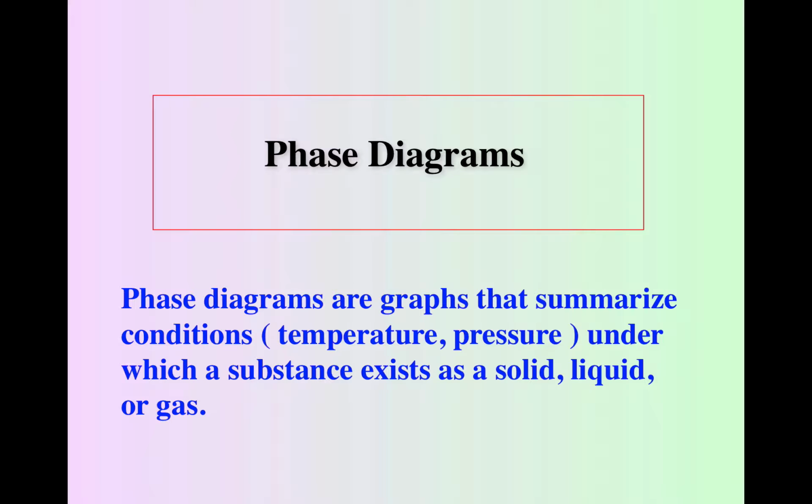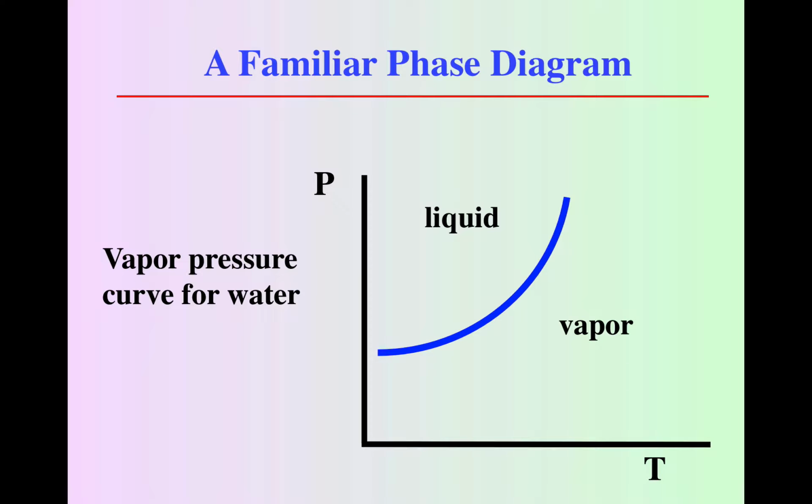A phase diagram is a plot, a graph of pressure versus temperature. And as we know, if you pressurize something, you can change its phase. If you increase the temperature on something, you can change its phase. So what you get encapsulated in this diagram is the solid, liquid, and gas phase of a particular piece of matter at a particular temperature and at a particular pressure.